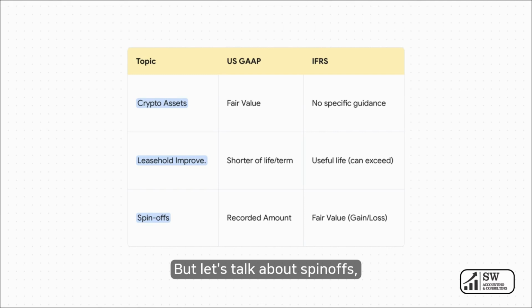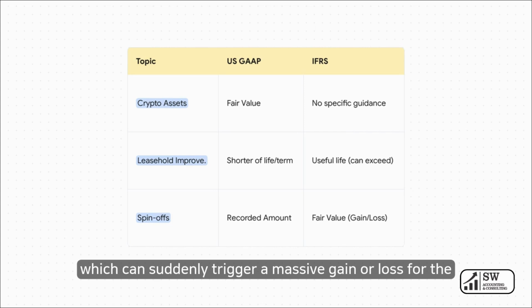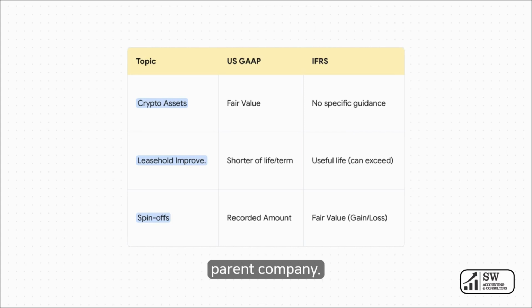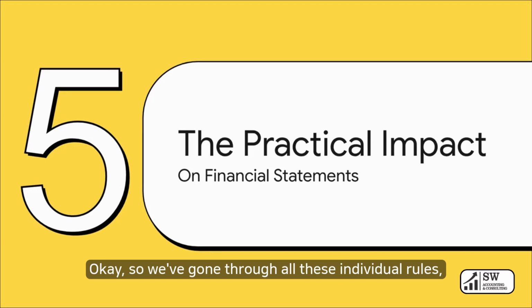But let's talk about spin-offs, because this one can be huge. Under U.S. GAAP, you spin off a business at its book value. Under IFRS, you have to use fair value, which can suddenly trigger a massive gain or loss for the parent company. Okay, so we've gone through all these individual rules, but what's the big picture here?